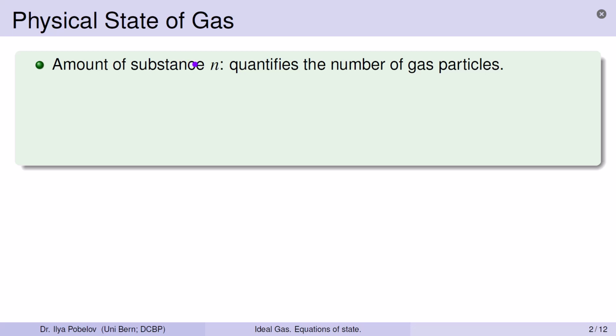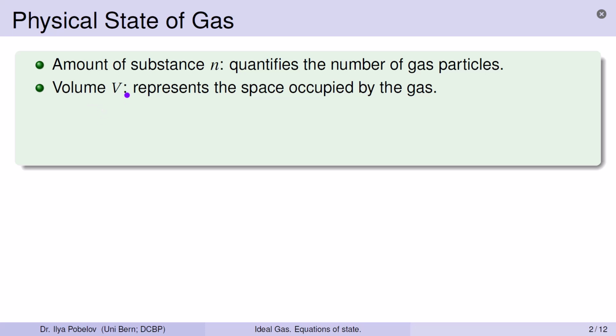When we discuss the state of a gas, we characterize it by quantifying certain properties known as physical quantities. These properties are parameters that describe the physical state of the gas. The amount of substance or the number of moles denoted by N quantifies the number of particles in the given amount of gas. The volume denoted by V represents the space occupied by the gas.